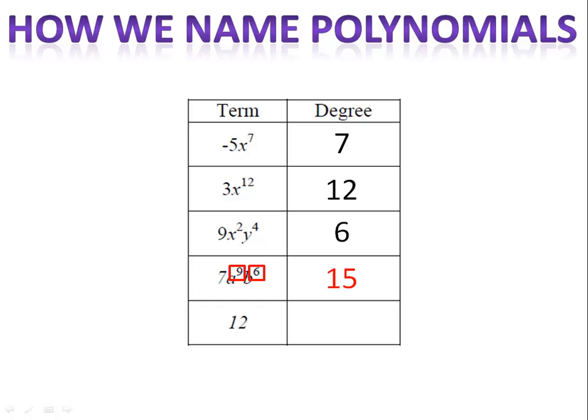By the way, you might be wondering, what if there is no variable, such as the number 12? It would be of the 0th degree. It's like saying we have 12x to the 0. We know that x to the 0 is 1, and so we simply have the number 12.